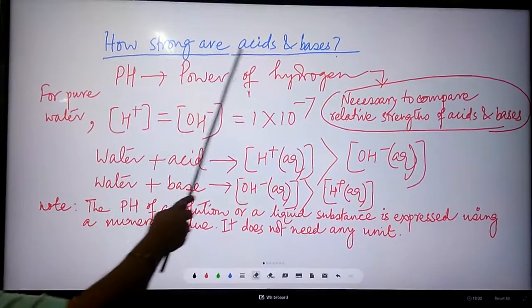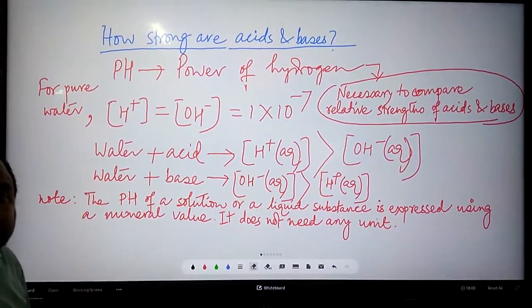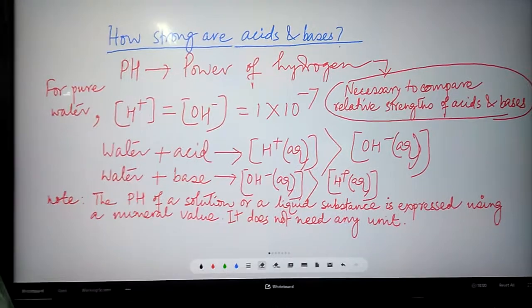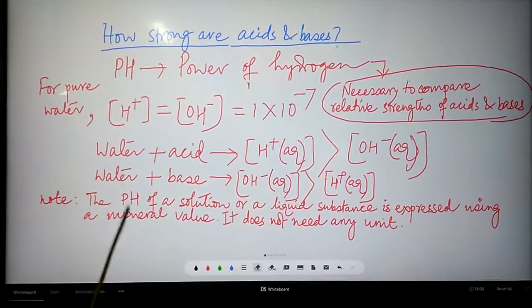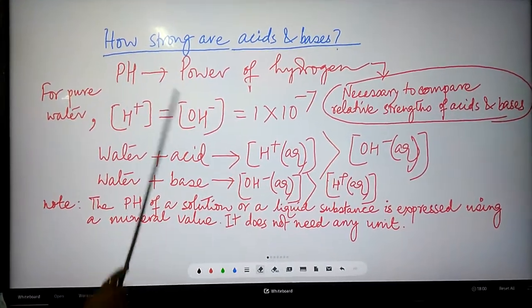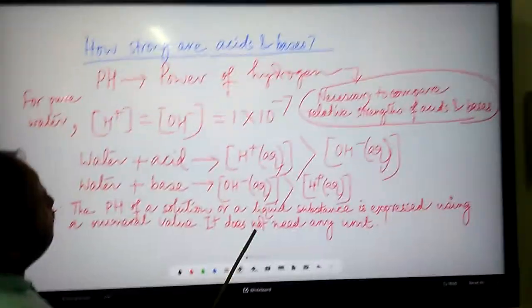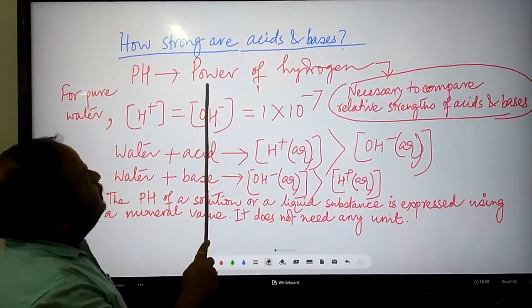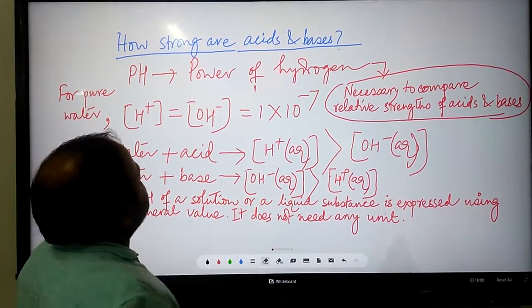How strong are acids and bases? How to compare the strengths of acids and bases? We can do this by using their pH values. What is the meaning of pH? The literal meaning of pH is power of hydrogen.